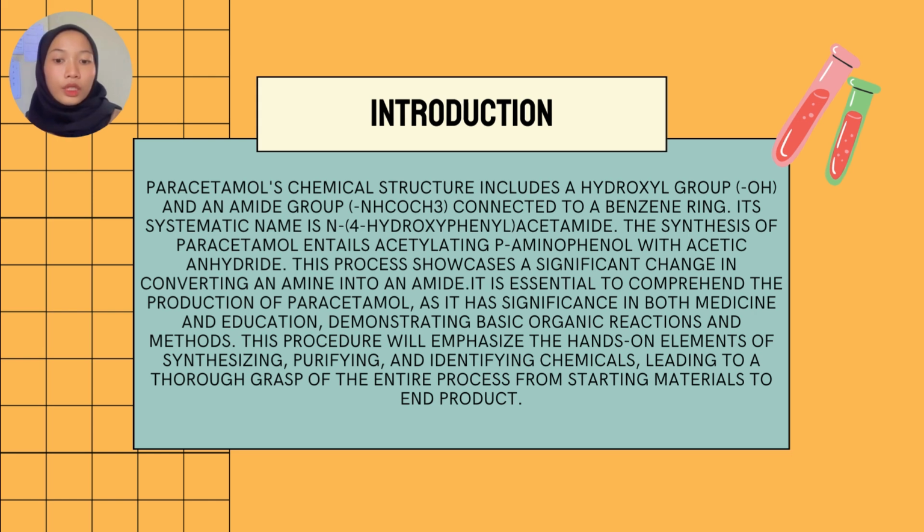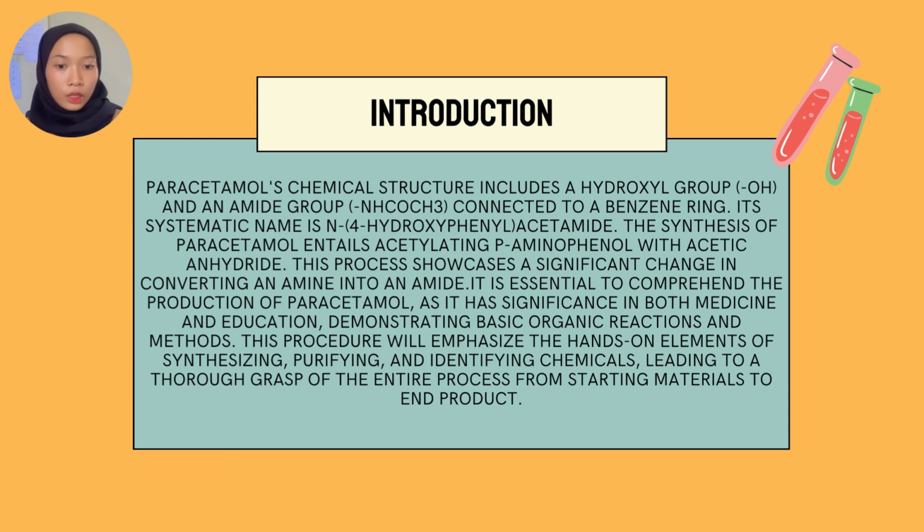Here is the introduction for this experiment. Paracetamol's chemical structure includes a hydroxyl group and an amide group connected to a benzene ring. Its systematic name is N-(4-hydroxyphenyl)acetamide. The synthesis of paracetamol entails acetylating p-aminophenol with acetic anhydride. This process showcases a significant change in converting an amine to an amide.